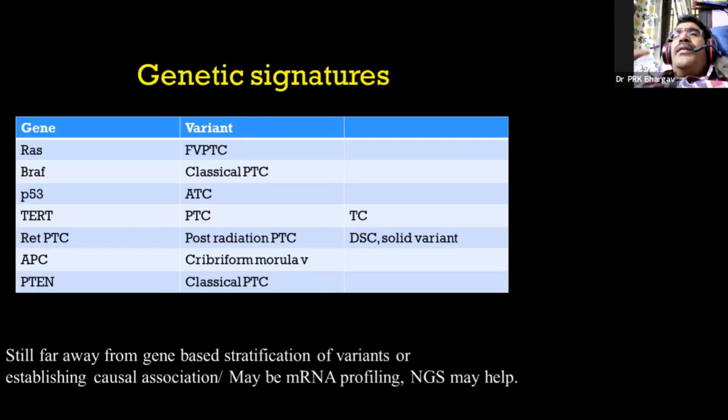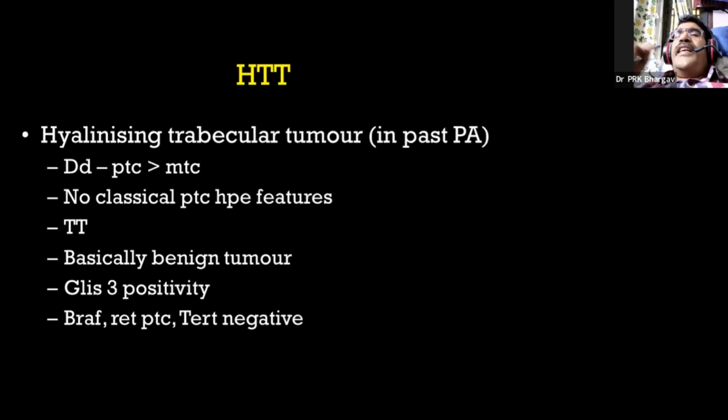But here, for genetic interest, from the previous slide, it has been found that it has GLIS3 positivity. If at all we find BRAF or RET-PTC or TERT mutations, then the diagnosis will change to papillary carcinoma. But if these are negative but GLIS3 positivity is present, it is labeled as HTT. Next.